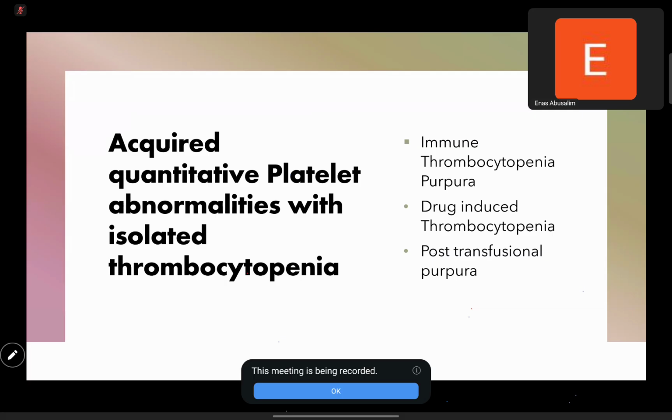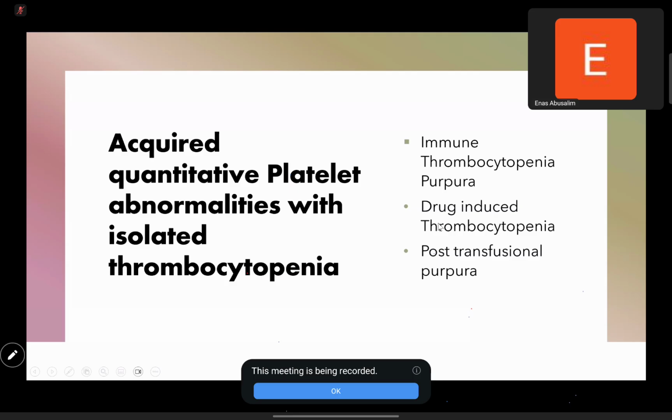Okay, now coming to acquired platelet problems, it could either be quantitative or qualitative. I'm not going to talk about the qualitative disorders, it's too complicated for you, but quantitative disorders, if there's isolated thrombocytopenia, the first thing you need to think about is immune thrombocytopenic purpura, and it's a diagnosis of exclusion, which basically means you can't say this patient has ITP unless you've ruled out everything else that can cause isolated thrombocytopenia.